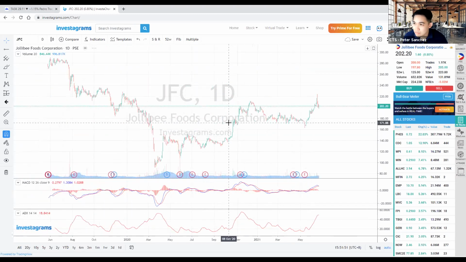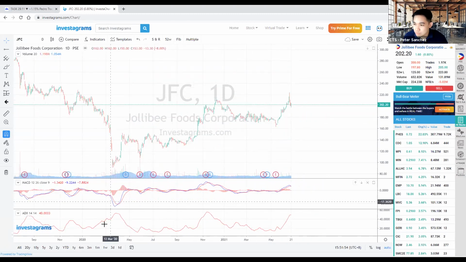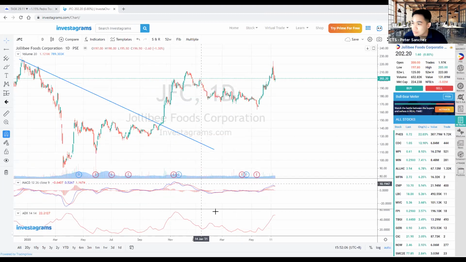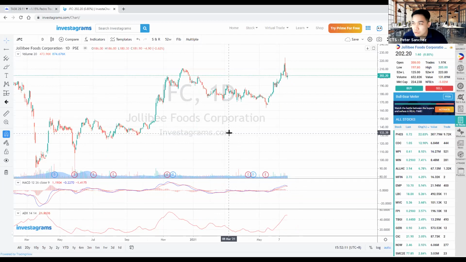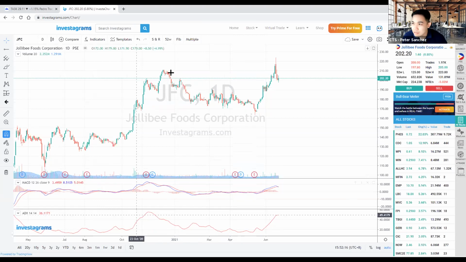Okay, bigger picture. Coming from a downtrend, breakout. For me, tong JFC parang mukhang okay siya since mukhang nag-break na siya sa previous resistance niya. Although medyo bumalik nga, nag-retrace back. At the same time, previous resistance can be support. So you could say that tong area na niya dapat mag-support na siya.